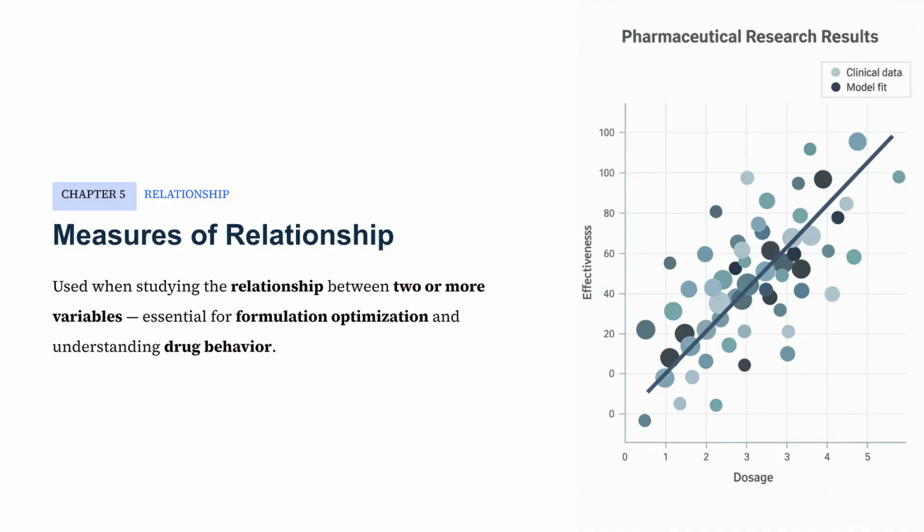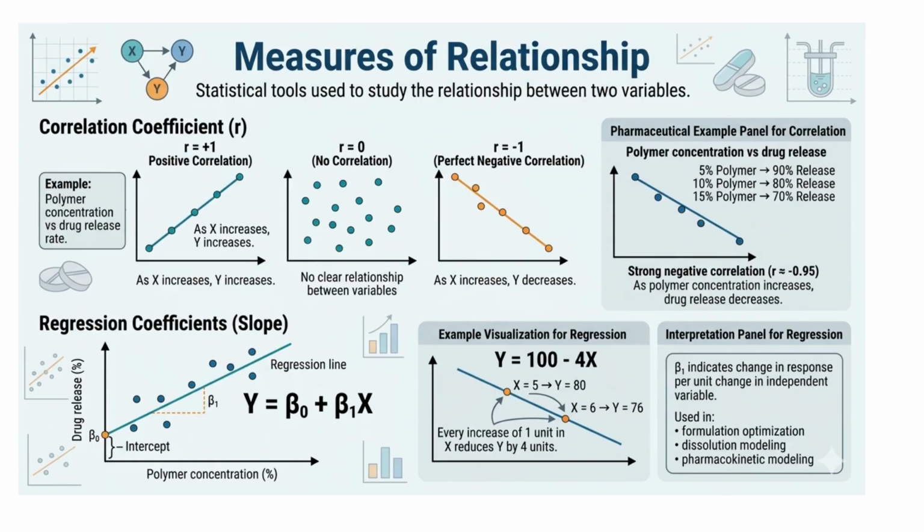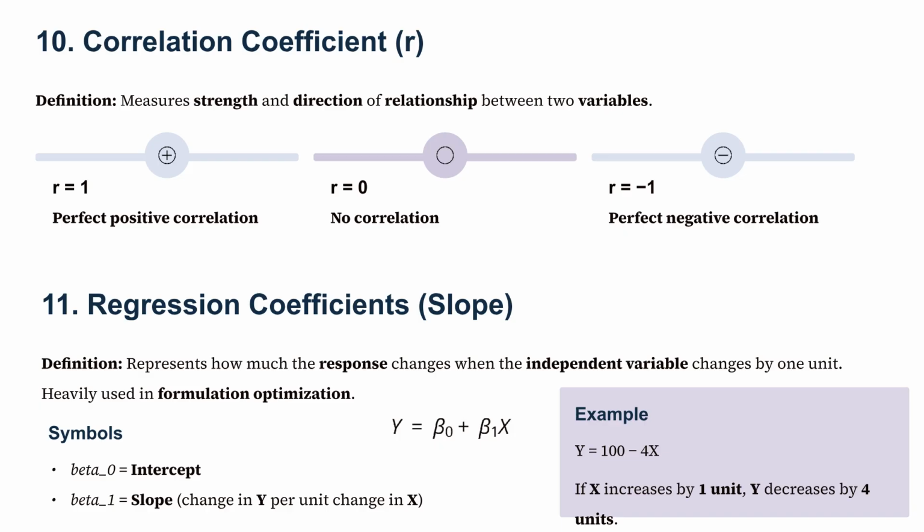These are essential for studying the connection between two or more variables, which is vital for formulation optimization and understanding drug behavior. The measures of relationship are correlation coefficient and regression coefficients. They quantify the strength and nature of the linear association between variables. The correlation coefficient R measures the strength and direction of the linear relationship between two variables.